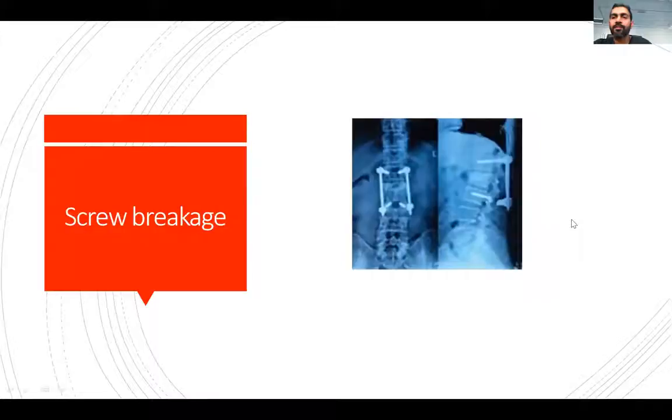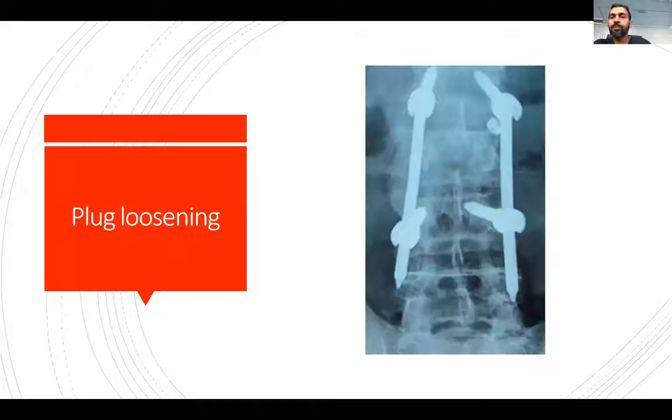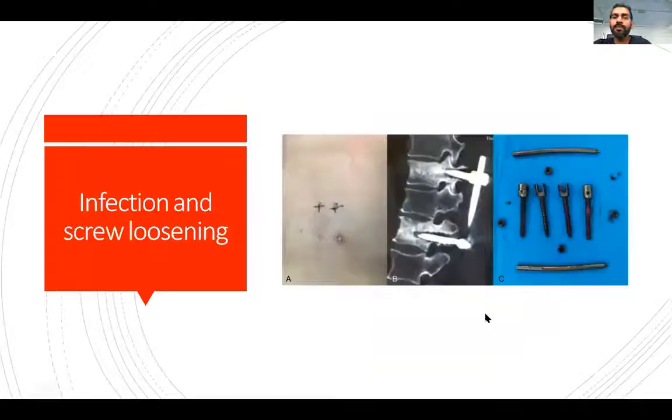Screw breakage is comparatively a late complication, as these are cannulated screws, so there are chances of screw breakage. There can be plug loosening. This can occur at the time of surgery or later on due to infection or loosening. And then, as with every kind of surgery, we can have infection and screw loosening. In this picture, you can see that this is a local kind of infection, and this CT scan shows the loosening of the screws.